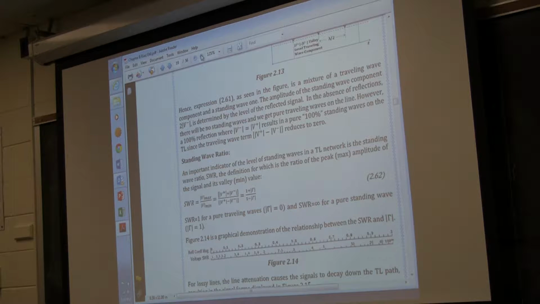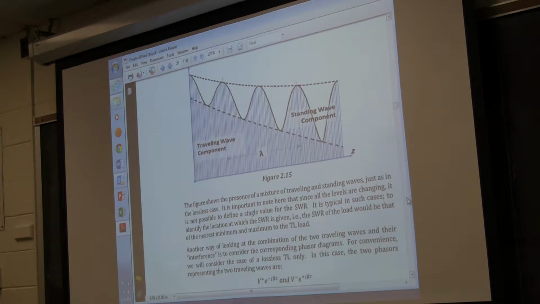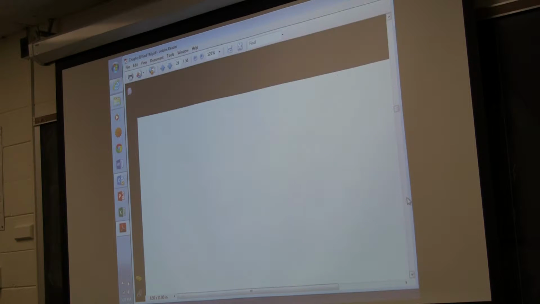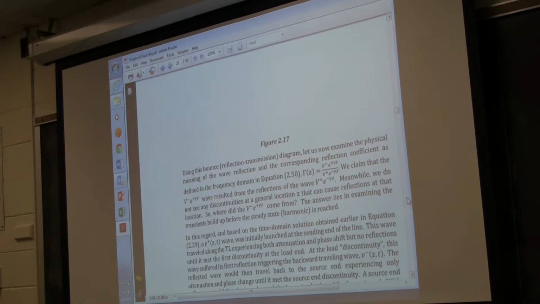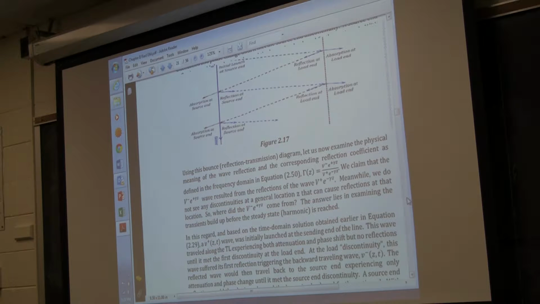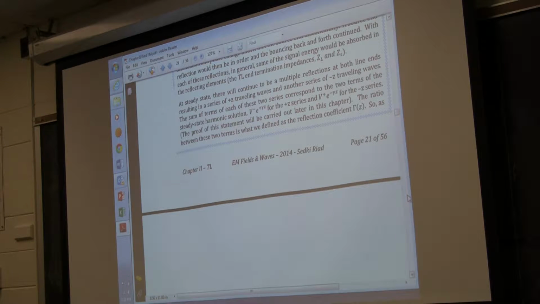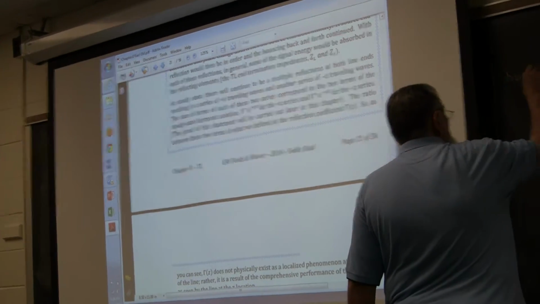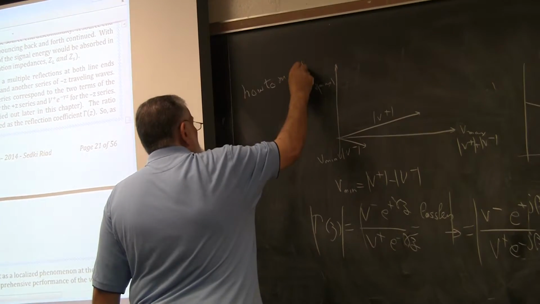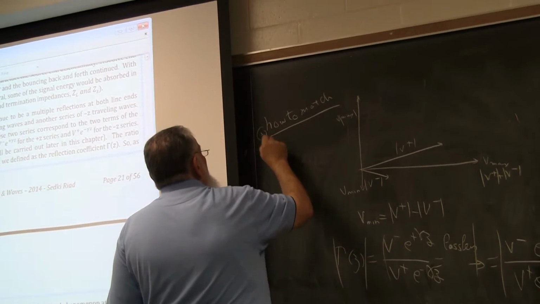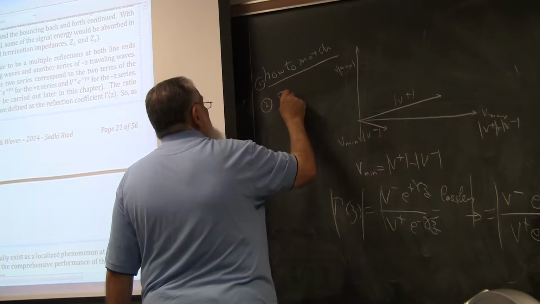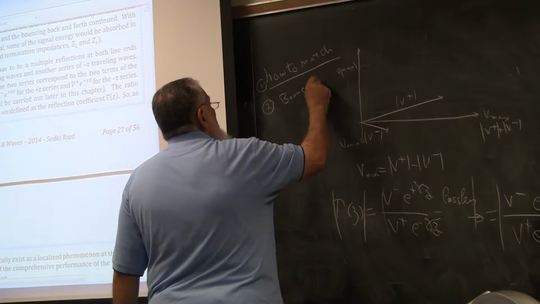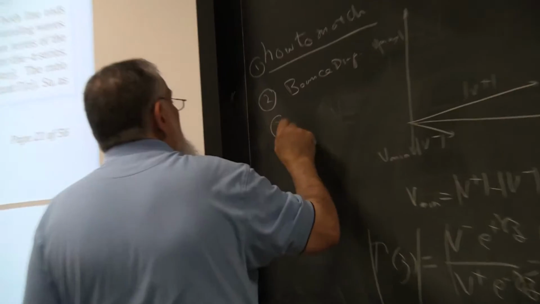All right, so with that done, we move now on to the things that we need to do. One of them is how to match, and next is the bounce diagram. Actually, three things, and the third would be the Smith chart. So these are the upcoming things. How to match, that's number one. Number two, bounce diagrams. Number three, the Smith chart.